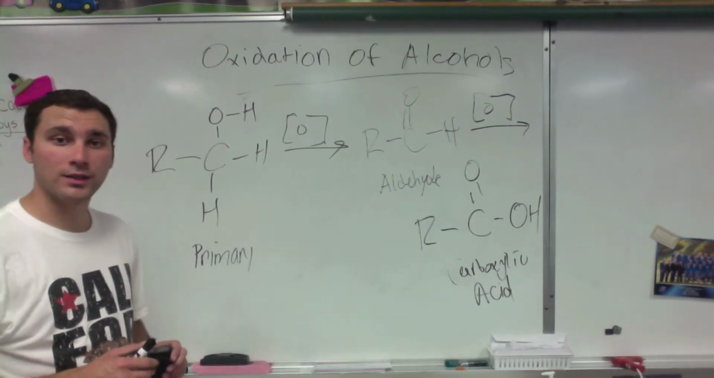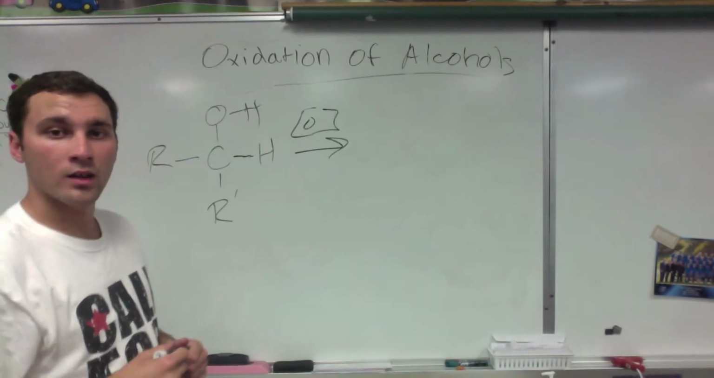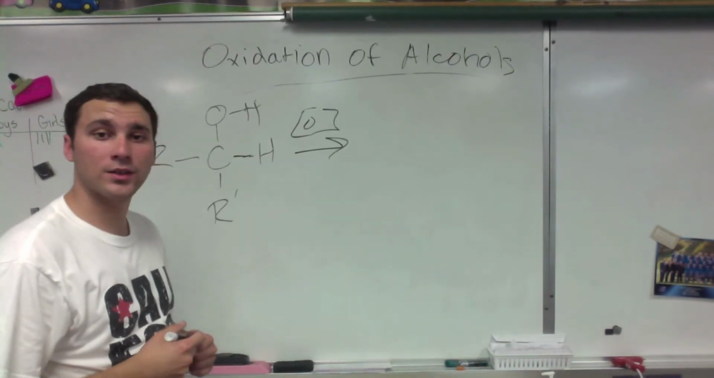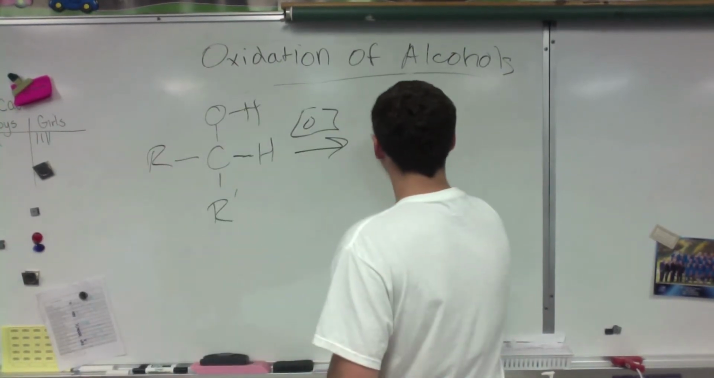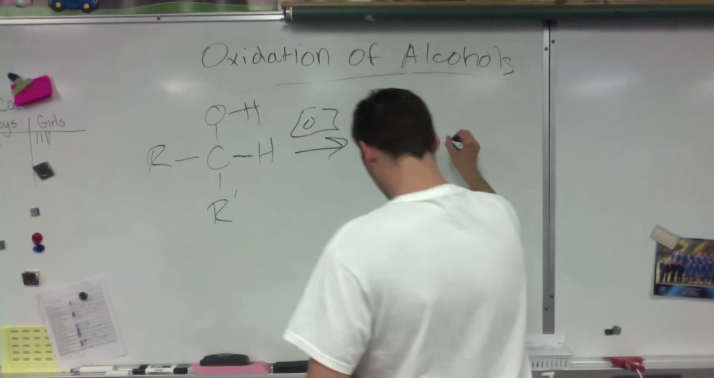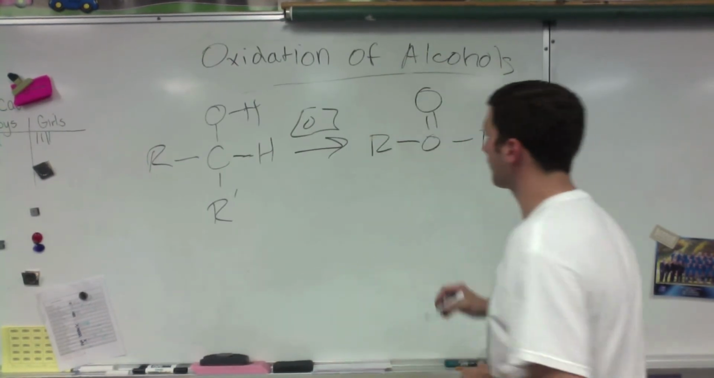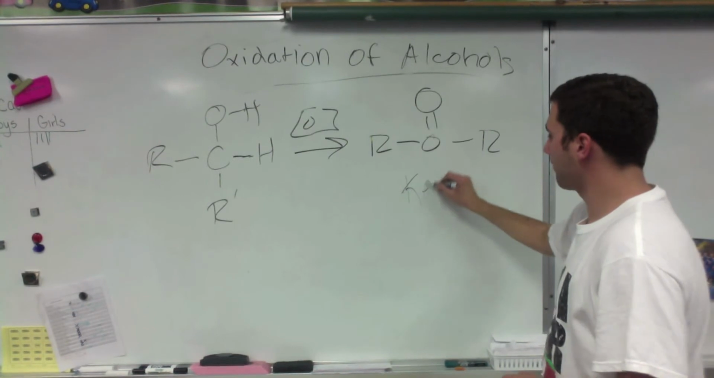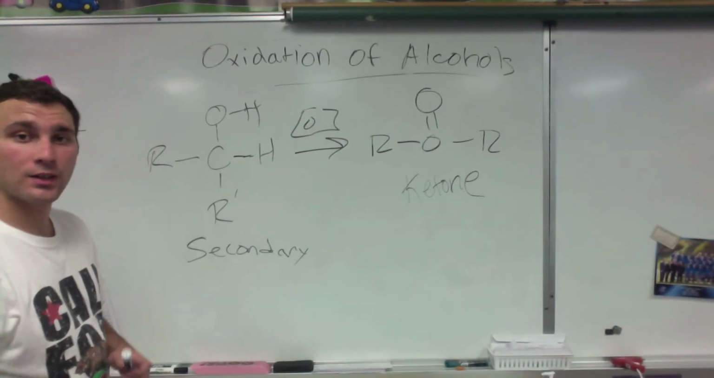Now let's take a look at a secondary. A secondary alcohol is an alcohol with two R groups. Now when a secondary alcohol is oxidized, it forms a ketone, as seen here. That is a reaction of a secondary alcohol.